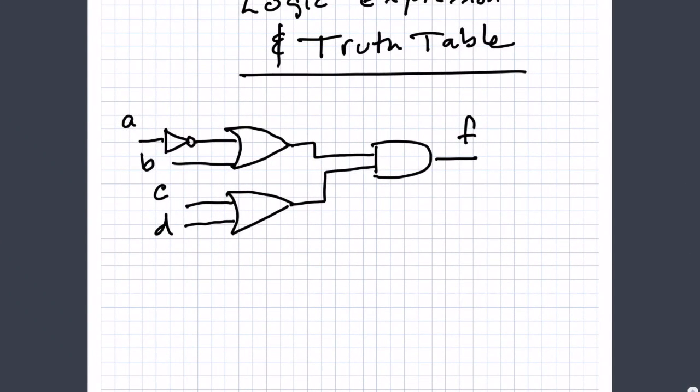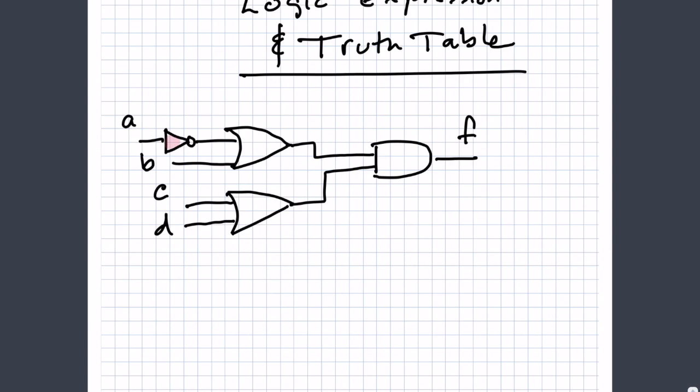Here's another example of a Boolean logic expression and truth table problem that I'd like you to be able to do on an exam. Alright, so we start out here. Here's a circuit diagram with some logic gates, and our first step is to identify the gates.